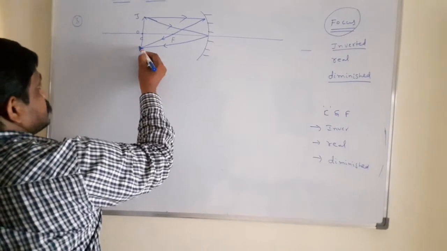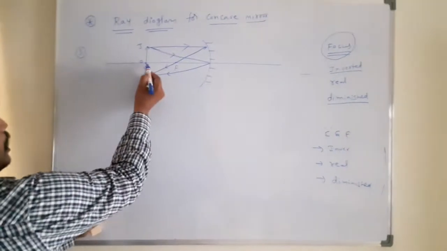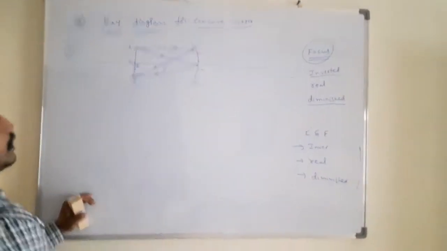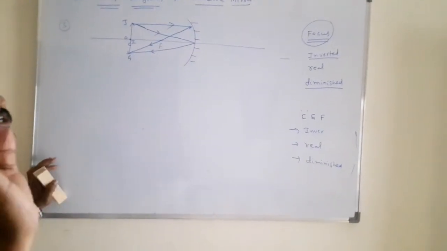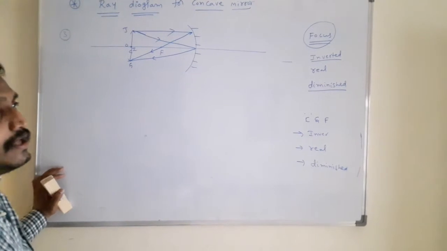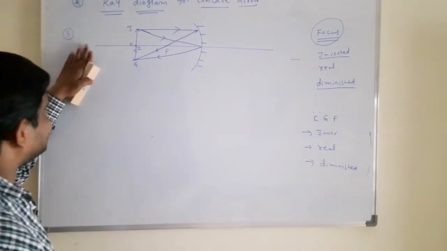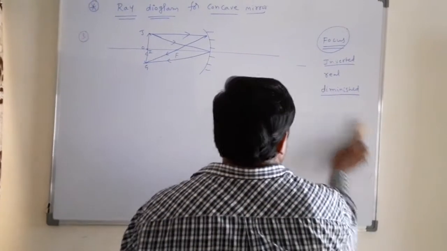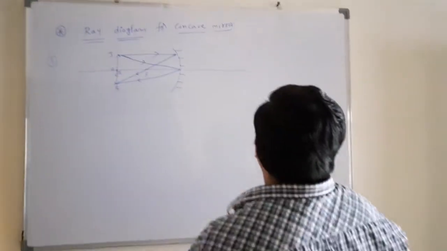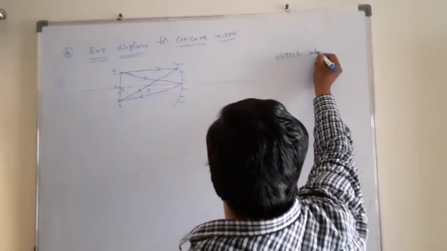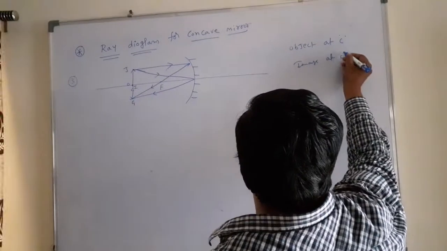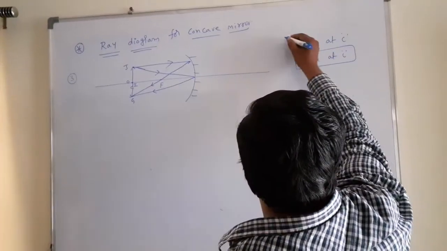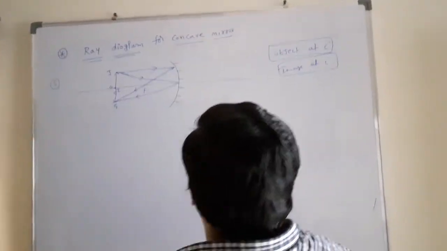This is the image. According to the diagram, the object and the image are formed at the same point. That means the object is at C, and the image is also formed at C. Once again, I repeat: object at C, image formed at C. That means when the object is at C, automatically the image is also at C.